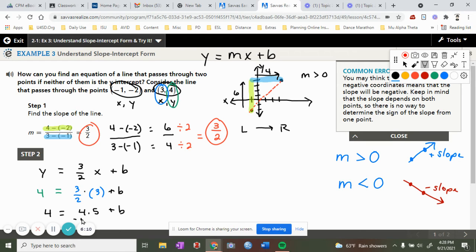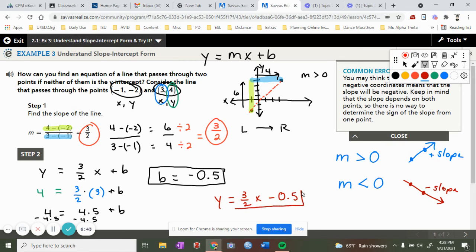So then I can use my equation solving skills to subtract 4.5 from both sides, and we end up with b equals negative 0.5. And it's totally acceptable to have a b value that is negative and that is a decimal. So when I put my equation together, we get y equals my slope of 3 halves times x and my y-intercept of negative 0.5.